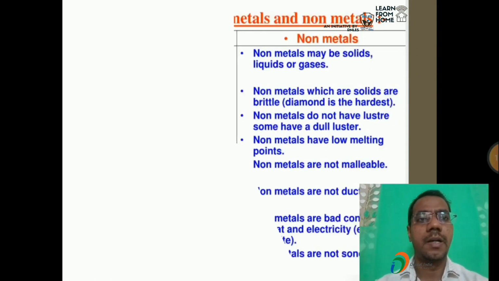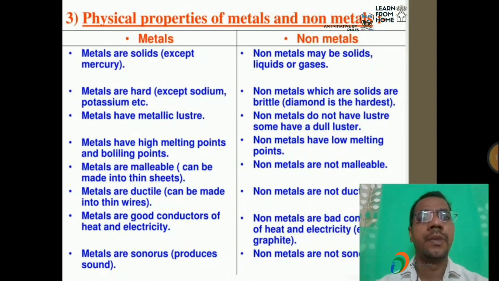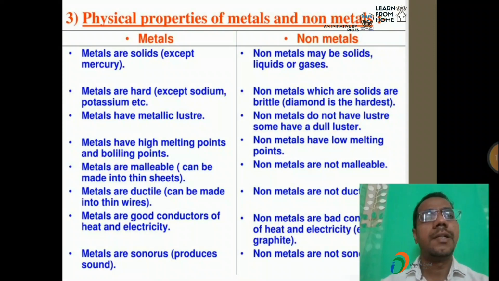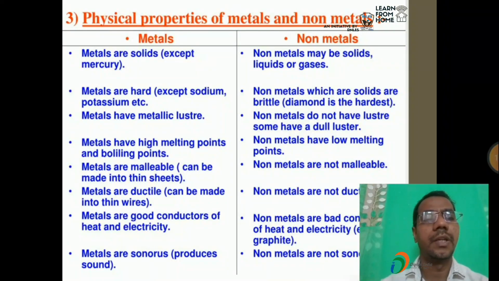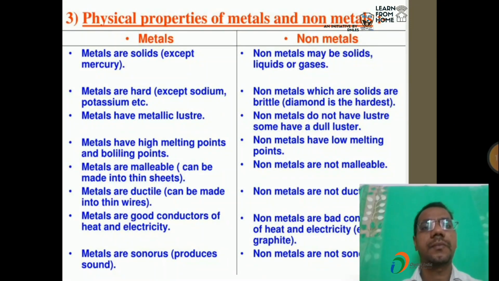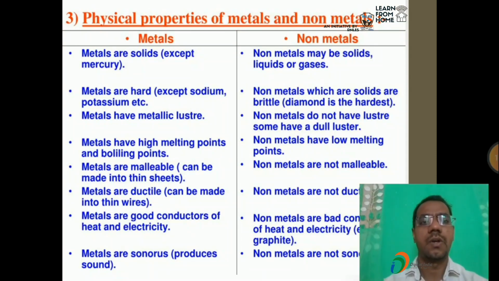Next part, metals and non-metals. We know already the position of metals and non-metals in the periodic table. So what are their physical properties, along with some exceptions, and what exactly are the differences between metals and non-metals? If we see, metals are solid.